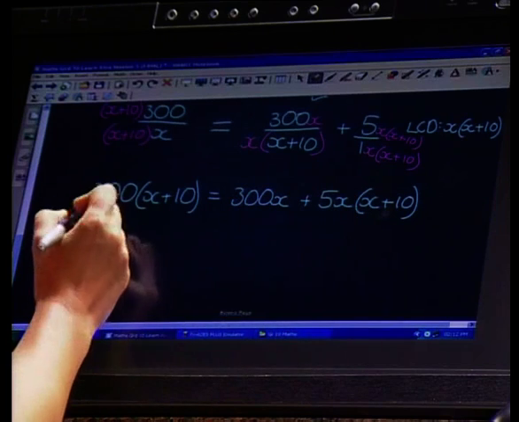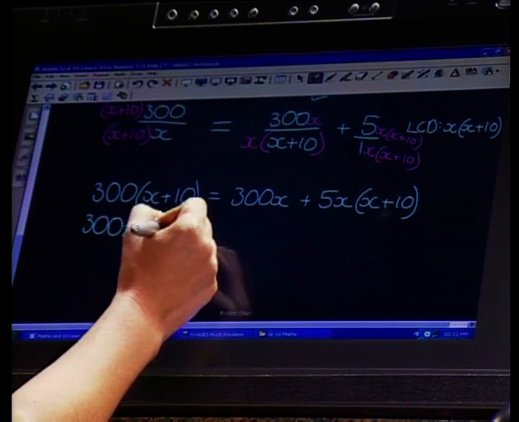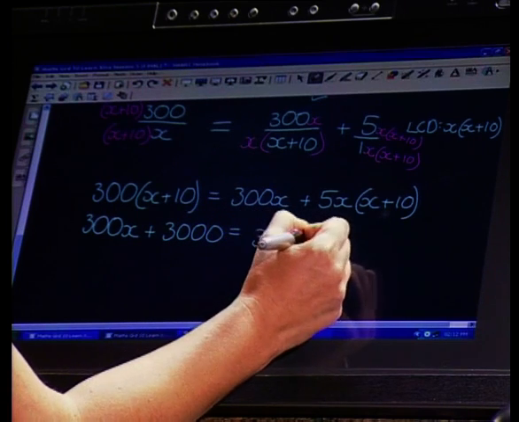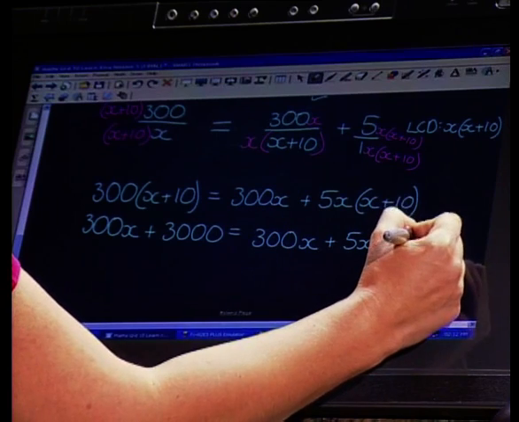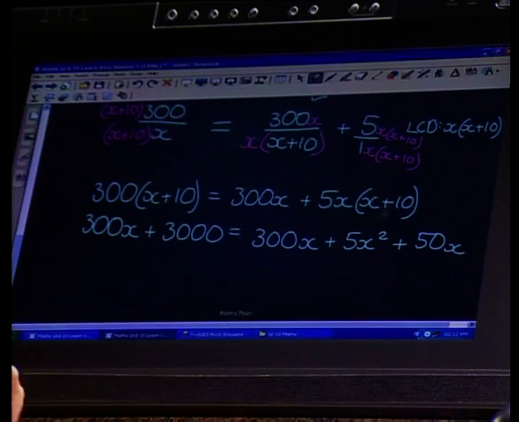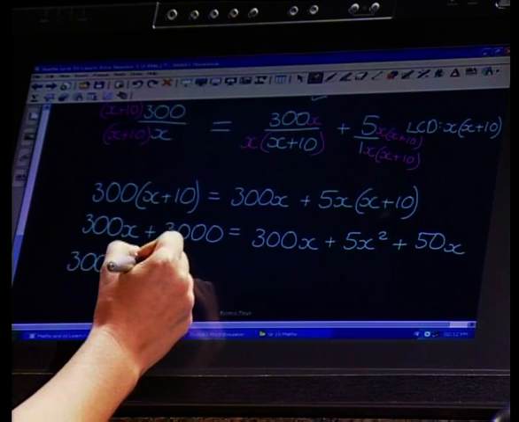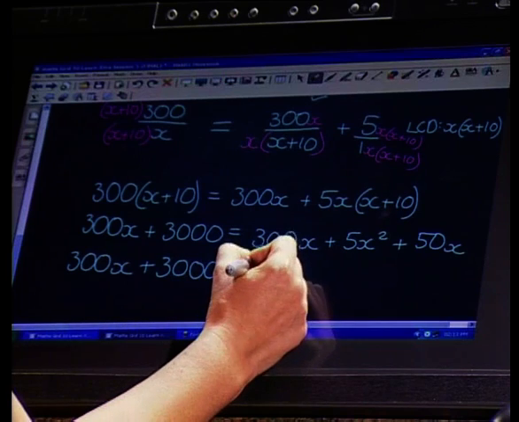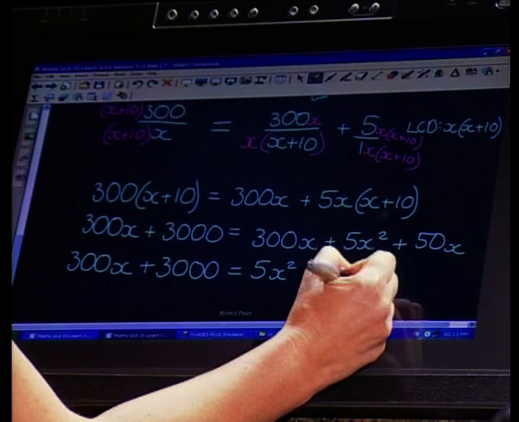Let's multiply it out and solve for x. 300x plus 3000 is equal to 300x plus 5x squared plus 50x. Let's simplify as much as we can, so that this becomes 300x plus 3000. There's not much we can do on the left hand side, but on the right hand side it does become 5x squared plus 350x.